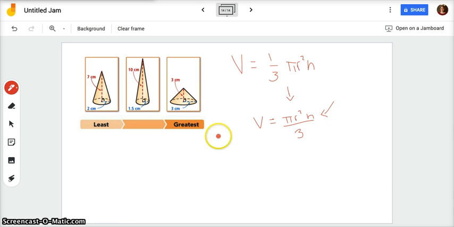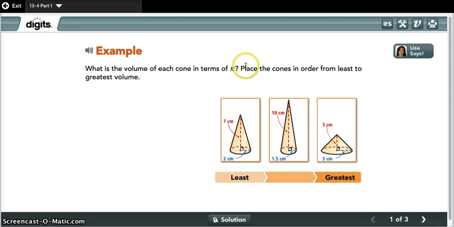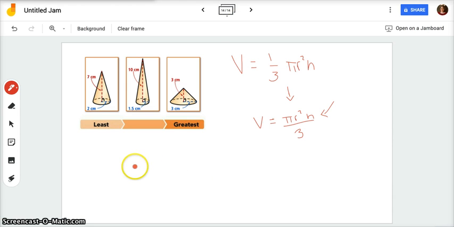All right, if you noticed on our directions, it did say to leave this in terms of pi, so not to calculate pi out. And we talked about that last time as well. So 1/3 pi radius squared times height. So let's start with this one. 1/3, so pi is going to stay there. Pi, radius squared is 2 times 2, times the height, which is 7, divided by 3.